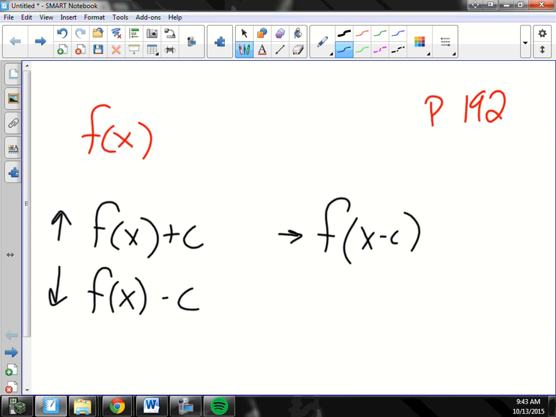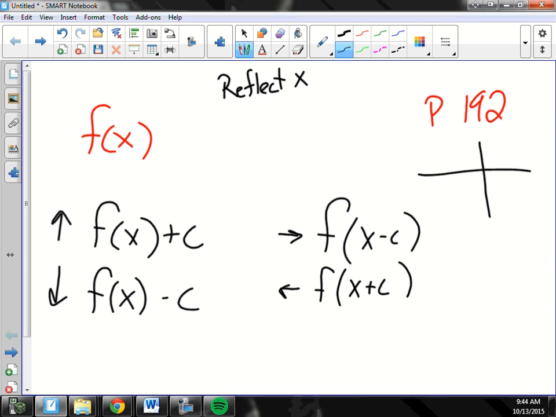And generally, if you want to change the y values, you perform the operation outside of the function. So you perform the function first, and then you compute in the transformation. And now that changes the y values. If you want to change the x values, then you do the transformation before you compute the function. So if I wanted to move to the left, it would be f of x plus c, where c is a positive number. Okay? How do you reflect across the x-axis?